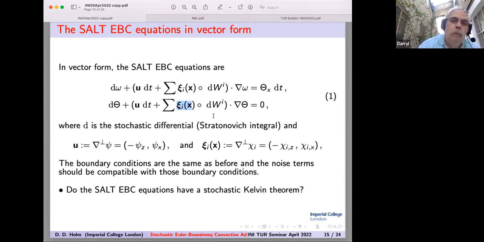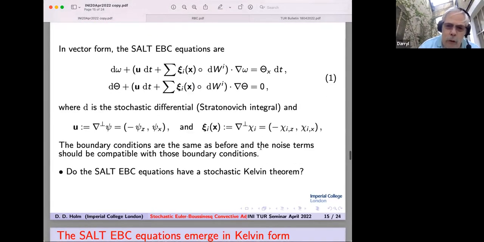And now what the variational principle has done is coupled it also to the vorticity motion. Okay, but it's the same transport velocity. Just then this is the one which also conserves all those Casimirs. Boundary conditions are the same as before, and the noise terms have to be compatible with those boundary conditions.